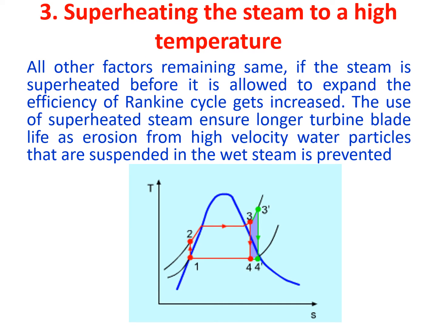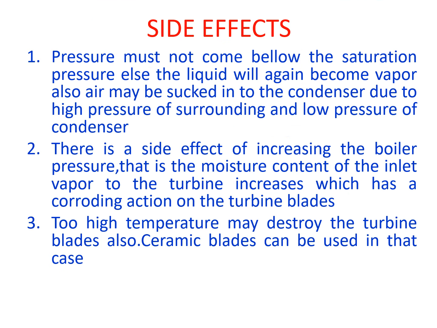The third method, we are going to increase the superheating temperature from 3 to 3 dash. This superheated steam will get expanded in the turbine, and it will ensure longer blade life, since moisture will not be there in the steam which is expanding in the turbine. The absence of moisture will increase the turbine life. That is, erosion will be decreased. So it will save the turbine blades, as well as increase the net work output. So these are the three methods to improve the Rankine cycle efficiency.